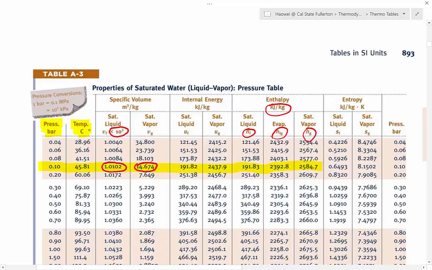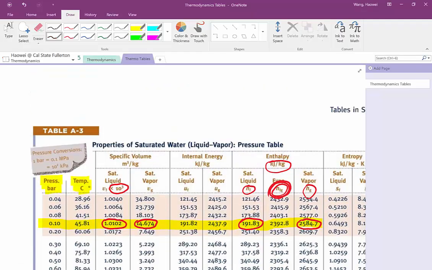Okay, and like I said, I also recommend you write down as many other properties as possible. So what I'm going to write down is HF 191.83 and HG 2584.7. And do not forget the units. Okay, again, just be careful. This column HFG is not HG. HFG is HG minus HF. All right, so now let's go back to our notes and write down those numbers.